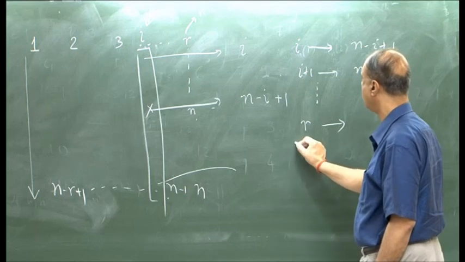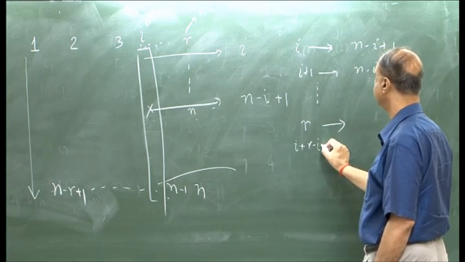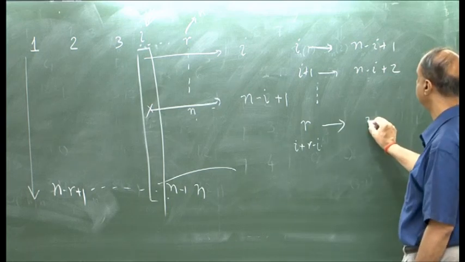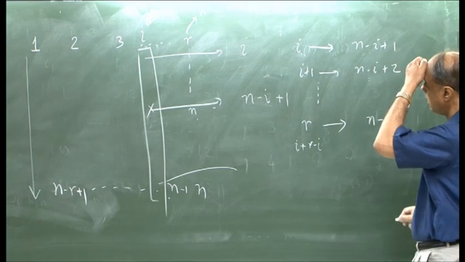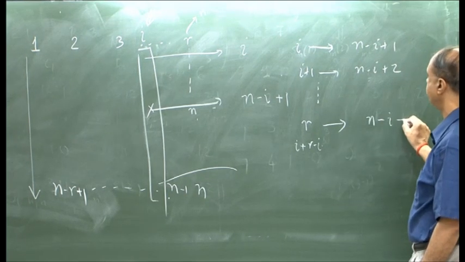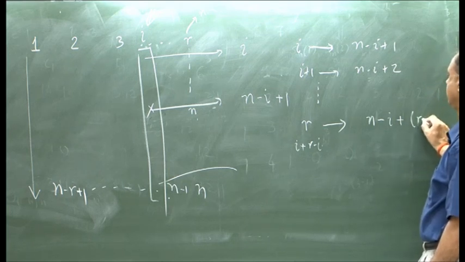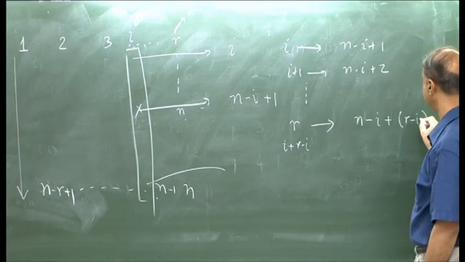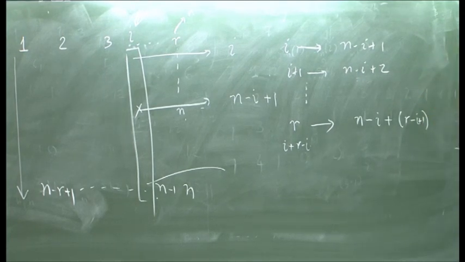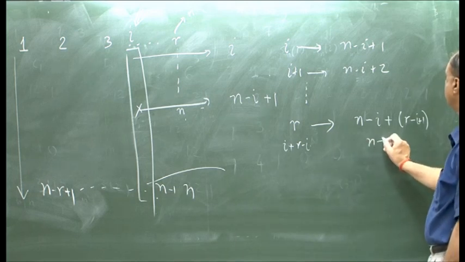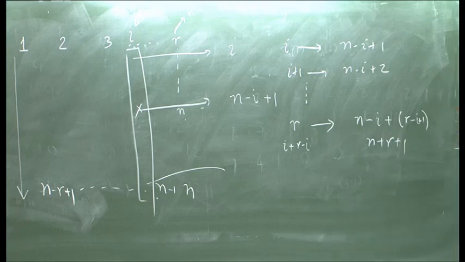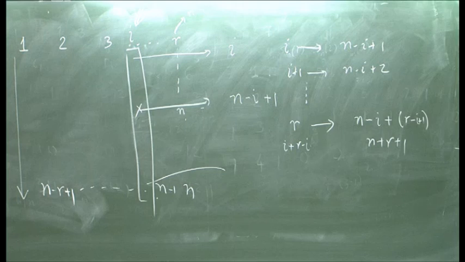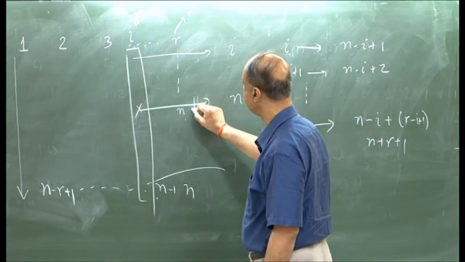The rth position, i plus r minus i, is equal to n minus r plus i plus r minus i, so the value is n. It can take maximum n. Yes or no? This can take maximum n.